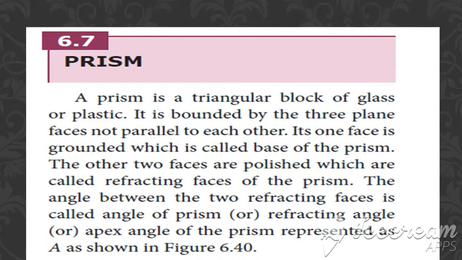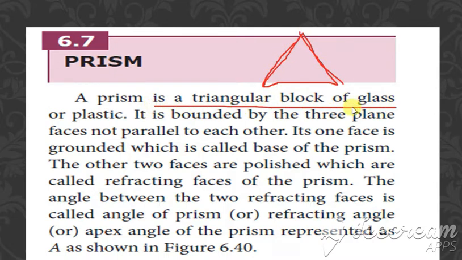The next topic we are going to see is about the prism. You would have seen a prism already in the lab, is it not? A prism is just a three-sided object. It is a triangular block of glass or plastic. It can be made of either glass or plastic.